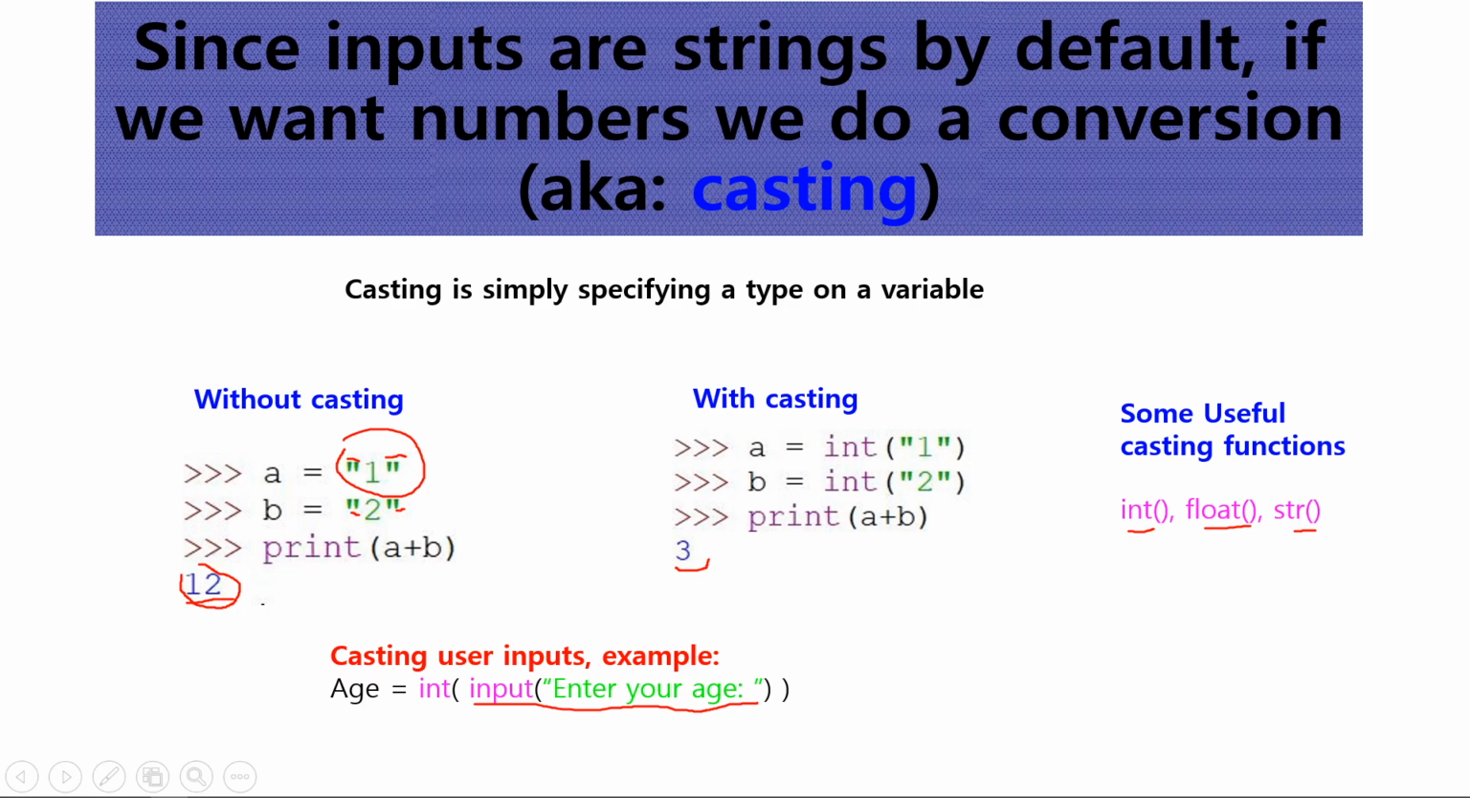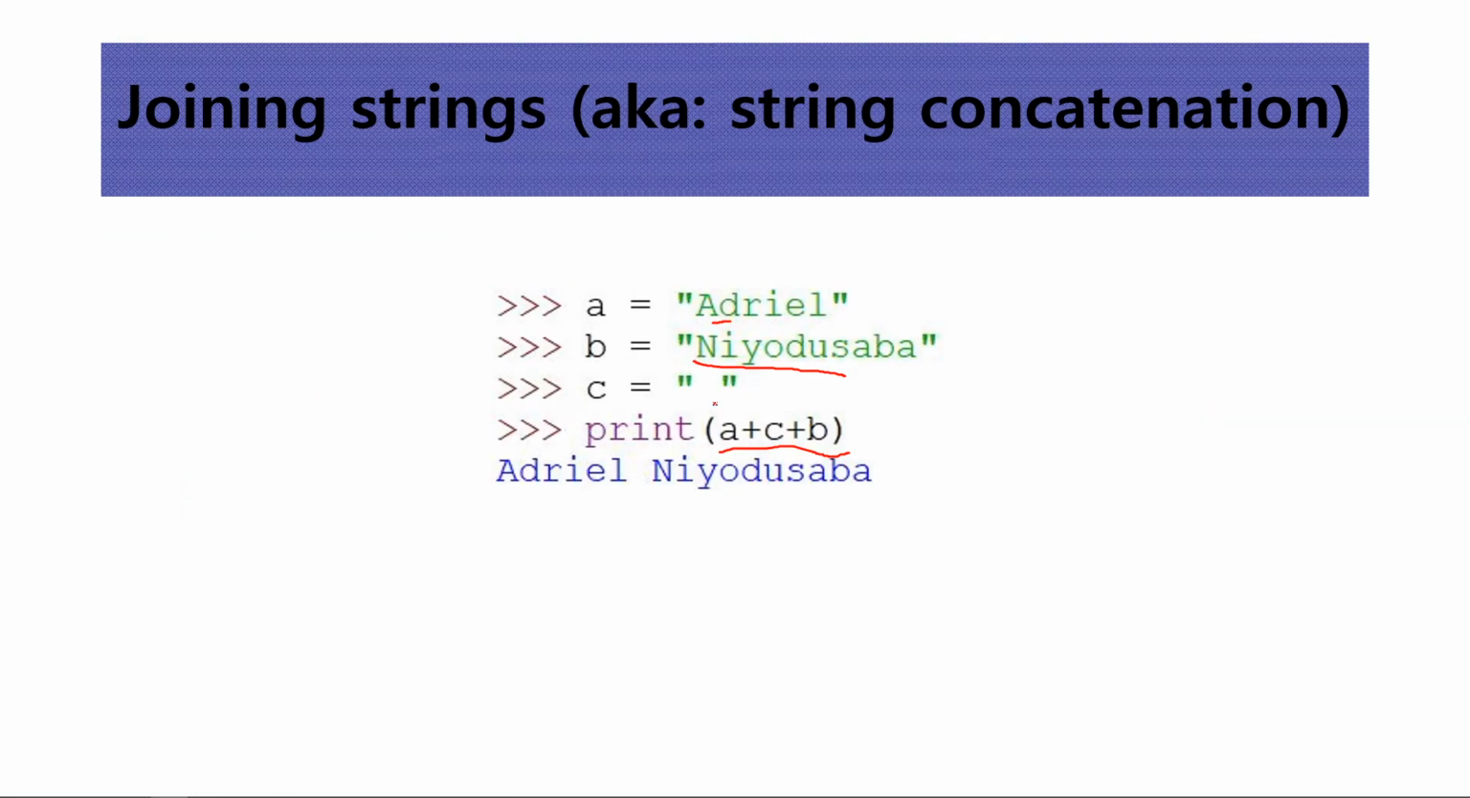So you take A, you add C, which is an empty space here, and you add B. I simply added an empty space because I didn't want B just coming after A without any empty space between them. Okay, so you use an addition sign and you can concatenate your strings.